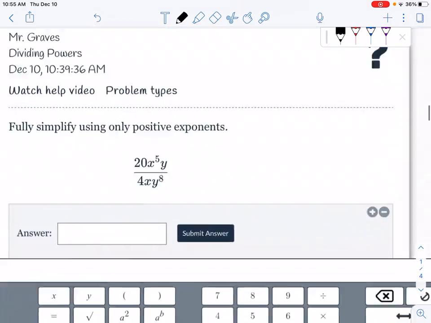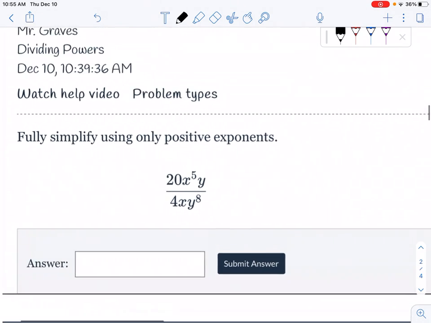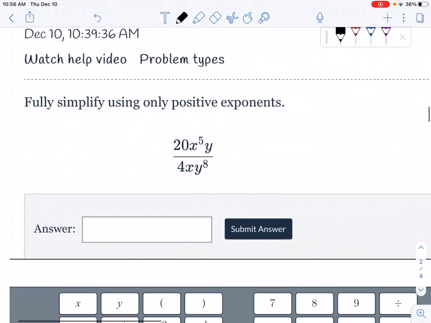Okay, now we're going to look at dividing. Remember, when we're dividing, we're going to reduce our base numbers. So I have 20 and 4, which can both be reduced by 5. If I do 20 divided by 5, it's going to give me 4. Oh, I'm sorry, I was thinking about the answer. They can both be reduced by 4.